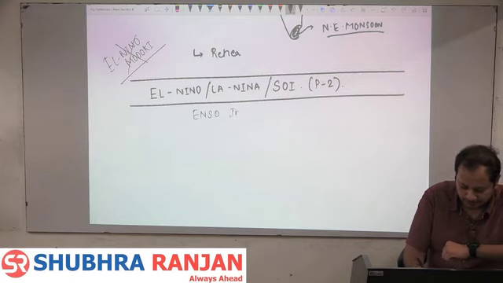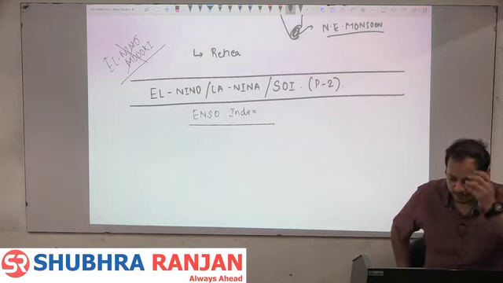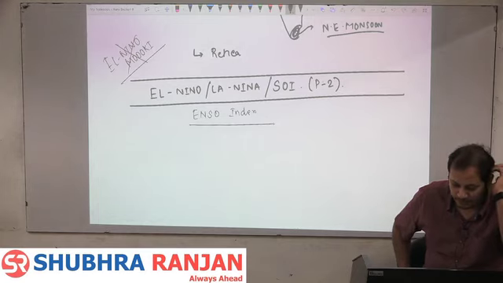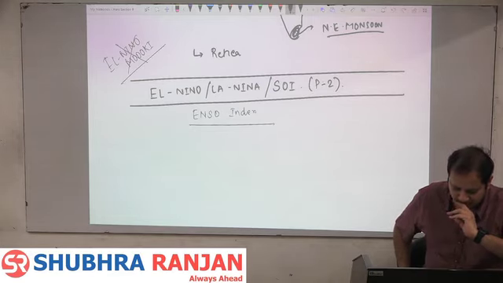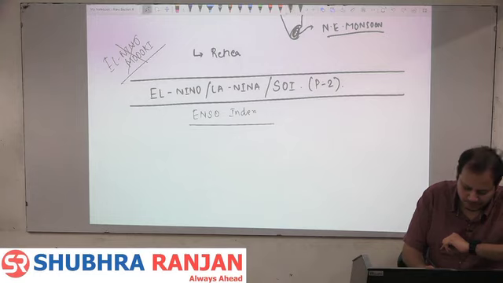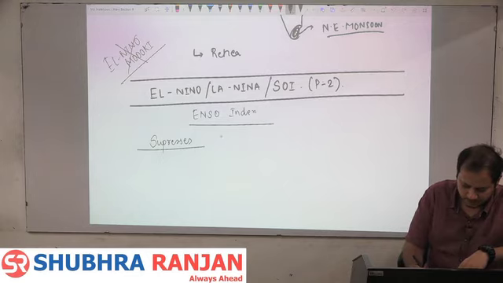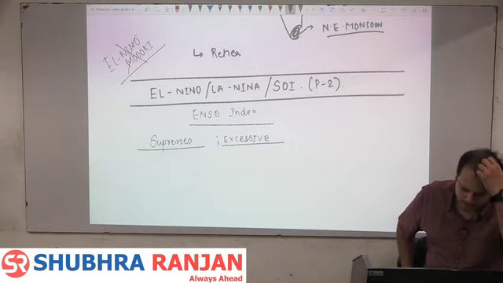ENSO index has an important bearing on the Indian monsoon. El Nino conditions generally suppress the monsoon rainfall, while the La Nina conditions generally cause excessive monsoon.